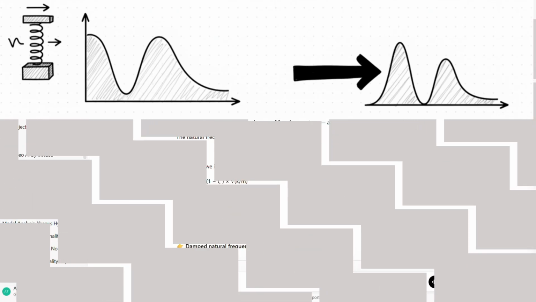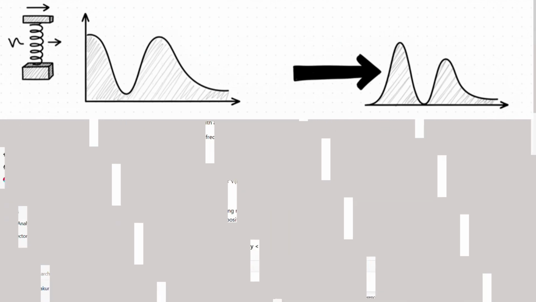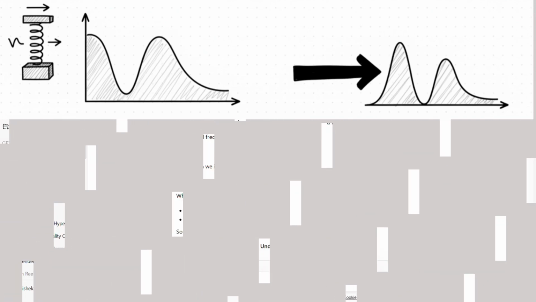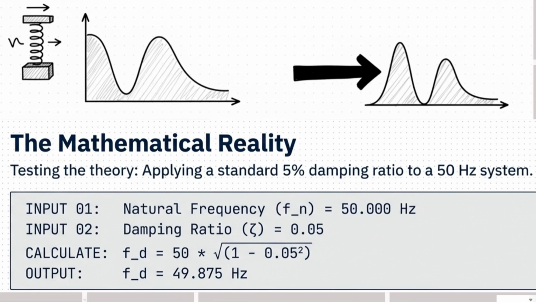Suppose I got 50 hertz as a natural frequency. If zeta is 5% damping, then my damped natural frequency is going to be 49.875, which is just below the 50. So ideally, my damped natural frequency is always going to be a little less than my natural frequency. That's the thing we can understand from the spring mass system.